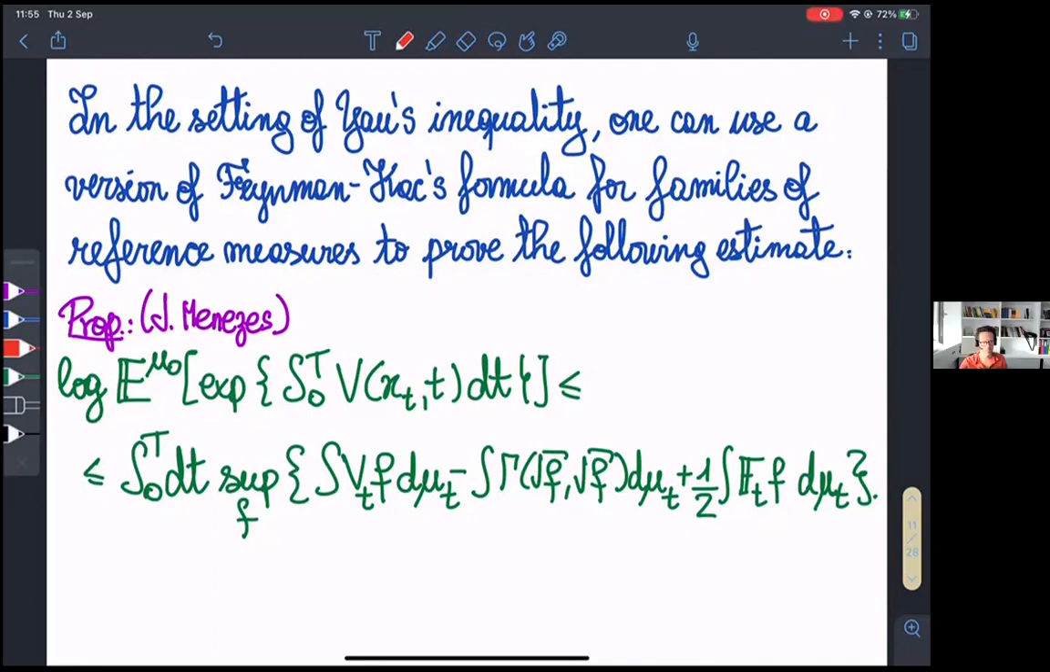Is mu t the evolution of mu zero according to the true dynamics? No. Here in this inequality, no. It's just the reference measure you decide to put there. Okay. So if mu t were the true evolution, then what will happen is that the ft term will not be there. So this really gives you the liberty to decide which reference measure mu t you are going to put.